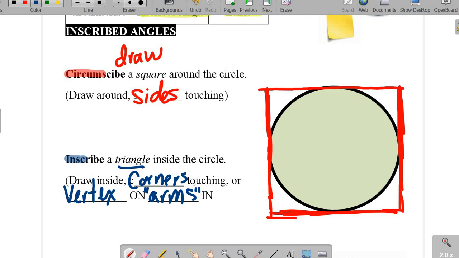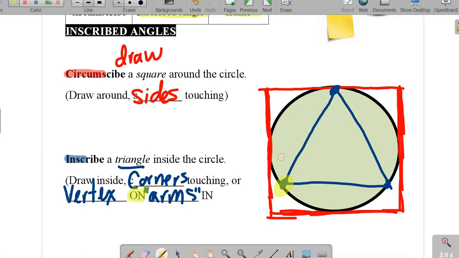Draw inside, corners touching, or vertex on, arms in. I'll explain arms in a moment. So the corners touching from the inside. And the vertex of angles are on the circle. Vertex on, that's what I mean by on, it's on the circle. And the arms of the angle are inside the circle. That's what I mean by arms in. That is an inscribed triangle.